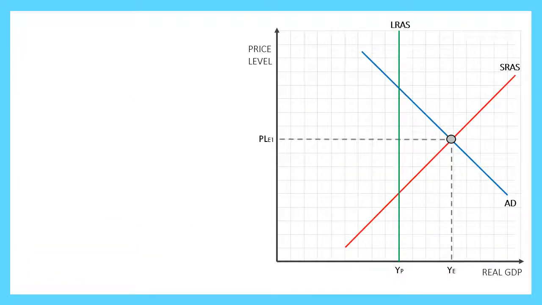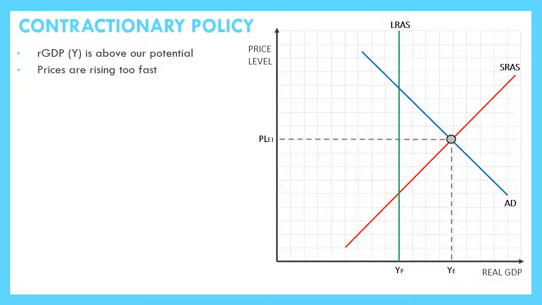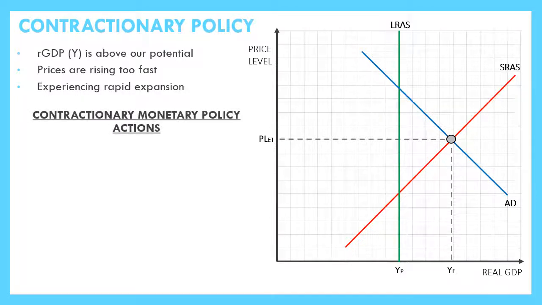Well, what happens if we're in an expansionary gap and we need contractionary policy? If we're above our potential and prices are rising too fast, we're experiencing rapid inflation. Well, what kind of actions could the Federal Reserve take? What kind of contractionary monetary policies could the Federal Reserve put into place in order to fix the economy?